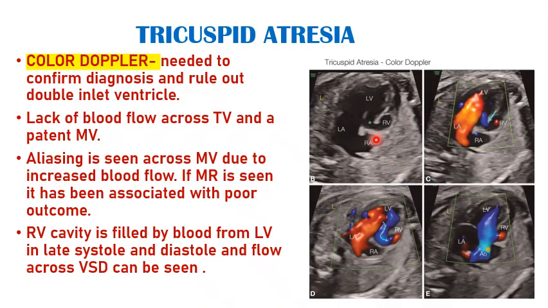There is lack of blood flow across the tricuspid valve, and there is a patent mitral valve. Aliasing is seen across the mitral valve due to increased flow of blood. If mitral regurgitation is seen, it has been associated with poor outcome. Right ventricular cavity is filled by blood from the left ventricle in late systole and diastole, and flow across VSD can be seen.